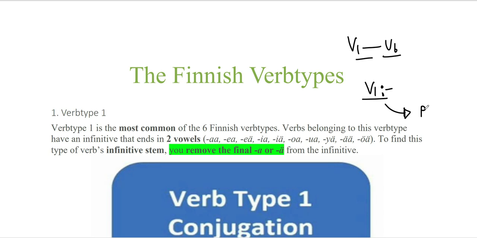So esimerkiksi puhua. In the puhua example, what will you do? First step. Let me explain it in different steps. Identify the first verb type. How will you identify? You will identify verb type by kaksi vokkalia.